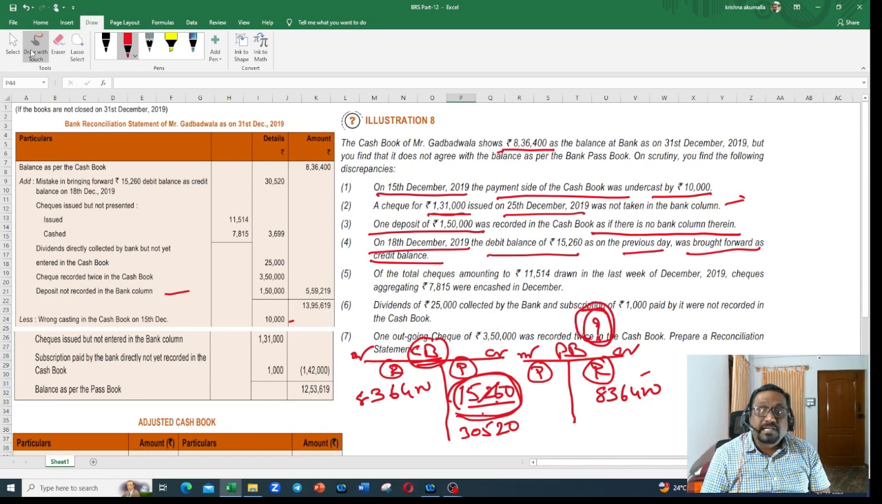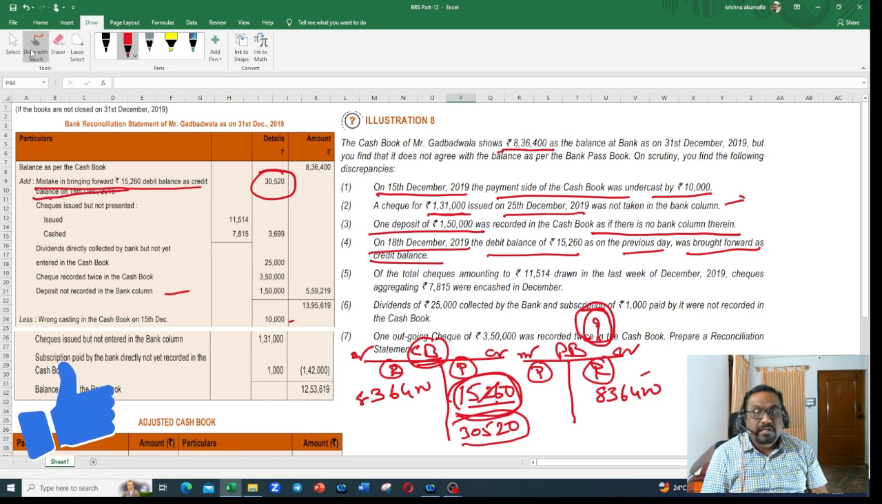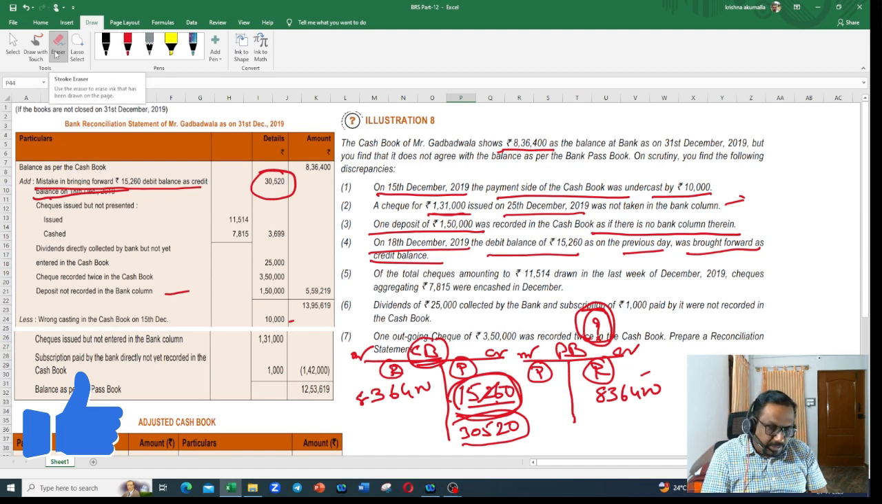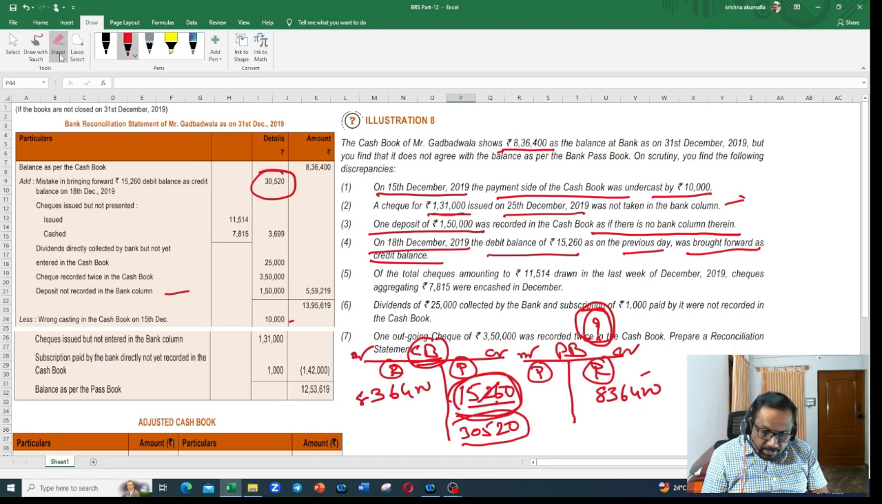Question mark balance is increased. Since the question mark balance is increased, you need to add that 30,520. That is what we have: mistake in bringing forward 15,260 debit balance as credit balance in our books, 30,520. That is how you need to do it. I hope you are clear on this point. In case you have any doubts, please comment on my video. I will definitely try to explain one more time on this problem.